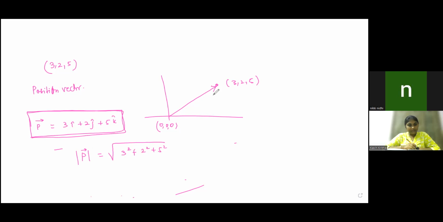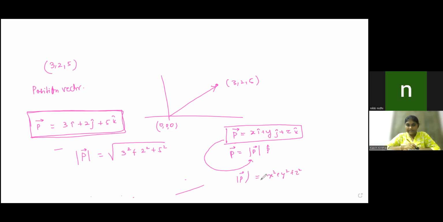One way is drawing the vector. Another way is writing it in coordinate form in terms of xi cap, yj cap, and zk cap: xi plus yj plus zk. Another form is P vector equals magnitude of P vector times P cap. Once you have this form, you can easily convert it by writing the value of the magnitude as x square plus y square plus z square under root. You already know the vector divided by this.